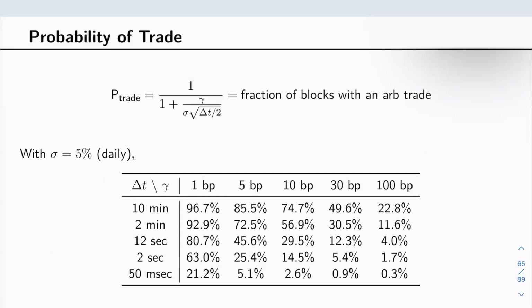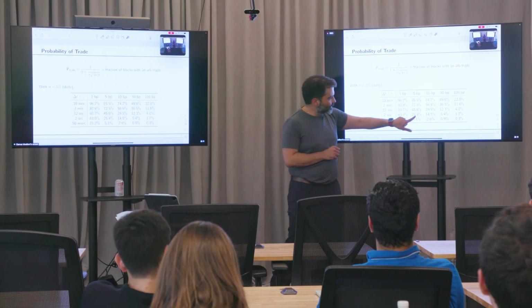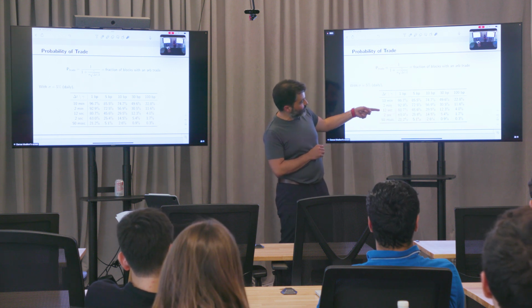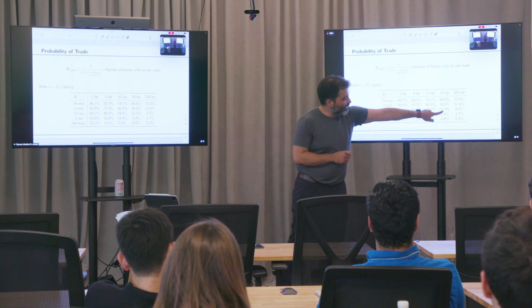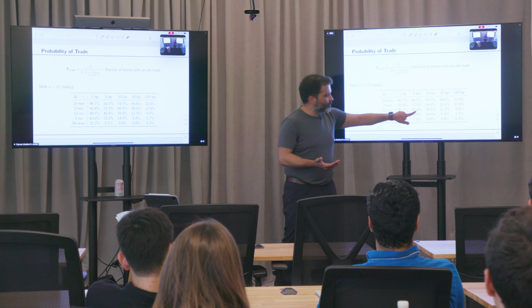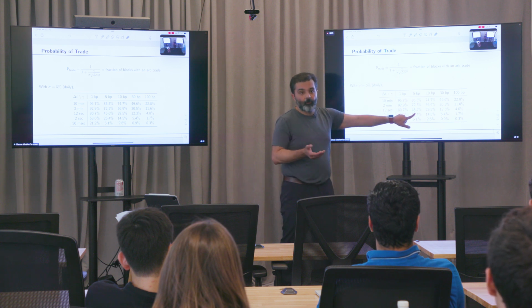Fixing the daily volatility at 5%, which is a reasonable number for something like Ethereum, I can try various fees and various interblock times. And you can see, for example, if I have a 30 basis point fee and I'm on the Ethereum blockchain with 12 seconds between blocks, about 12% of blocks have an arbitrage trade, versus if I drop down to 5 basis points, you get 45%, something like that.